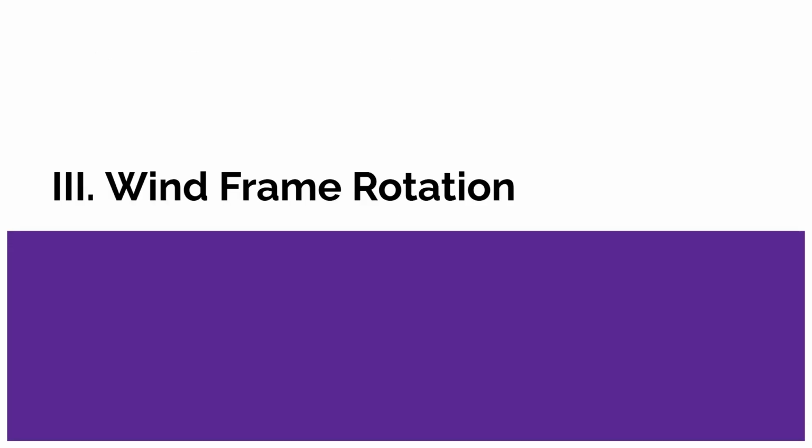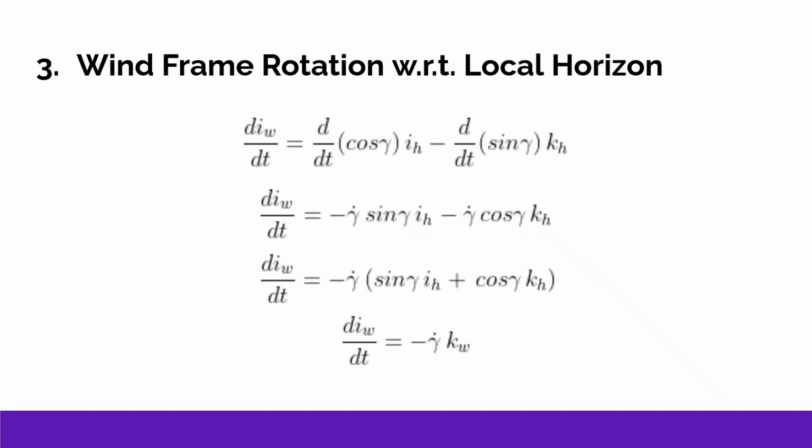Now, the last thing I want to talk about today is the wind frame rotation. We're going to need to derive our inertial acceleration to derive the equations of motion. Because the wind frame is actually rotating with respect to the local horizon frame, we somehow need to capture that in our derivation, as there's going to be a normal acceleration component in the inertial acceleration equation. To account for that, we essentially need to take the derivative of IW and KW.